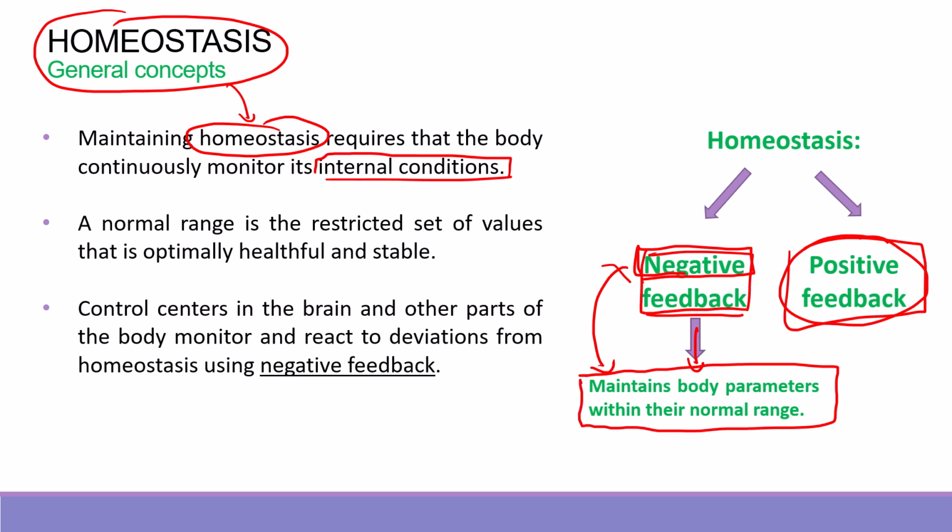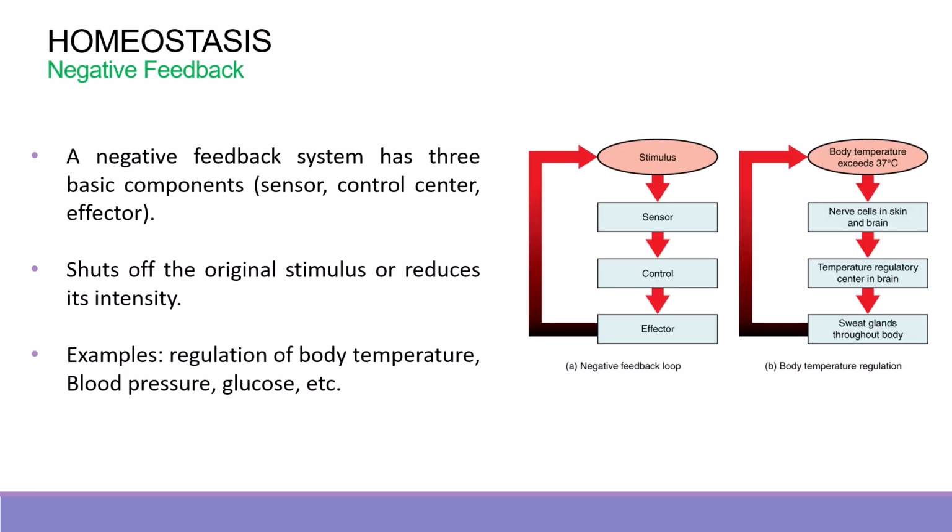And I'll tell you why it's called negative and why this is the one that is more important. Okay, the negative feedback loop is the most important one to maintain homeostasis, and we're going to see why. First, the negative feedback loop has three basic components. A sensor, which means something that should be able to detect any changes in the internal environment, right?